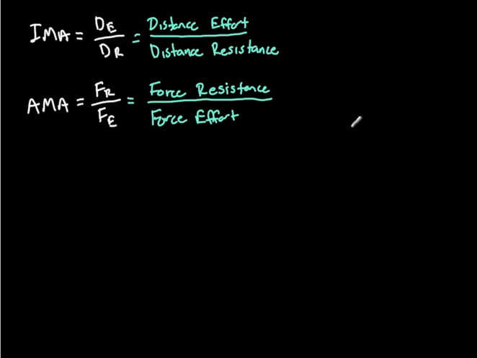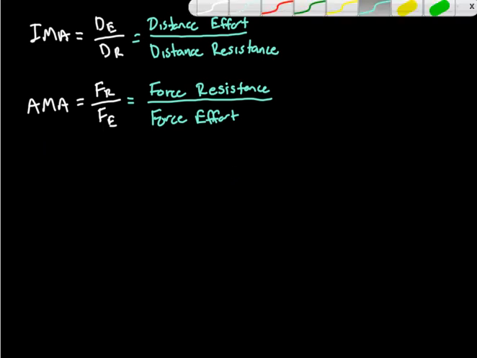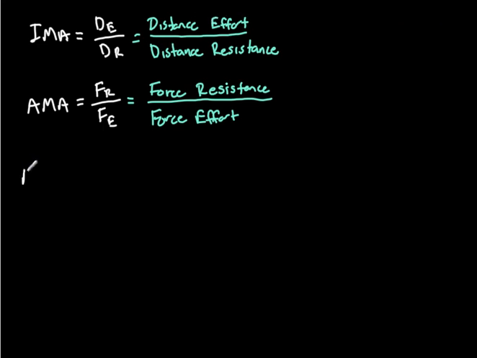So let's just say we have a couple levers, and we're going to do a quick lever calculation here. But before we jump into levers, I just want to talk about one more thing, which is efficiency. I'll just put EFF for efficiency. Efficiency is AMA over IMA. And that's basically how effective this is actually working.